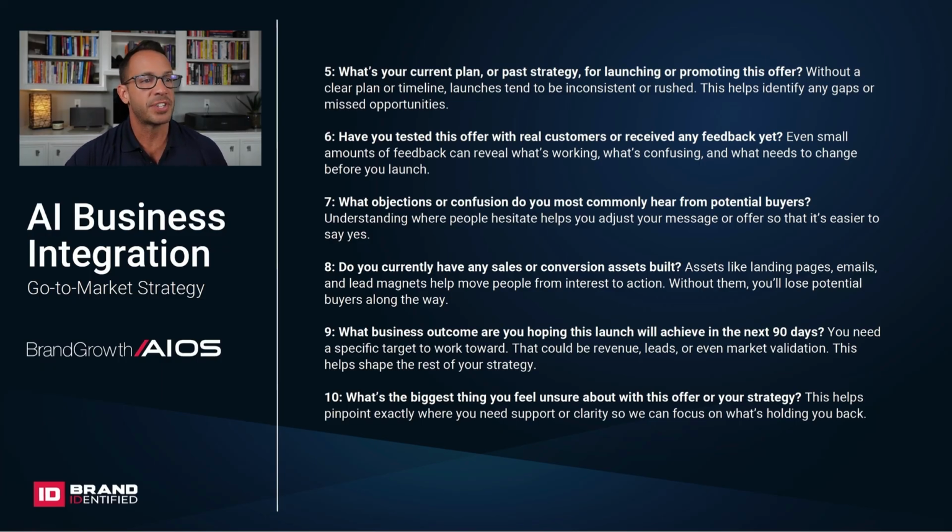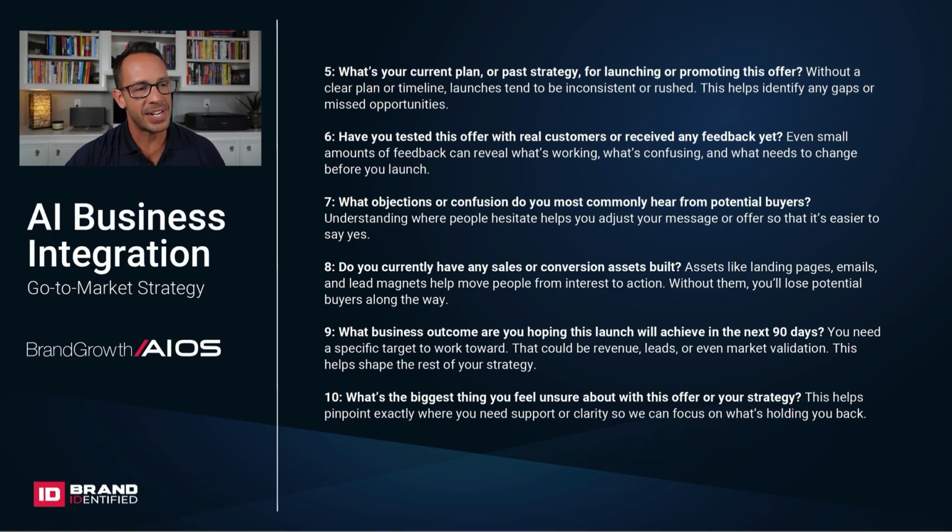Question number 6 is, have you tested this offer with real customers or received any feedback yet? Even small amounts of feedback can reveal what's working, what's confusing, and what needs to change before you launch. Question number 7 is, what objections or confusion do you most commonly hear from potential buyers? Understanding where people hesitate helps you adjust your message or your offer so that it's easier to say yes. Question number 8 is, do you currently have any sales or conversion assets built? Assets like landing pages, emails, and lead magnets help move people from interest into action. Without them, you'll lose potential buyers all along the way.